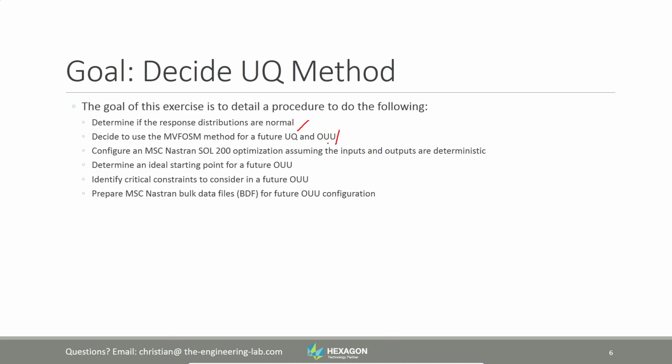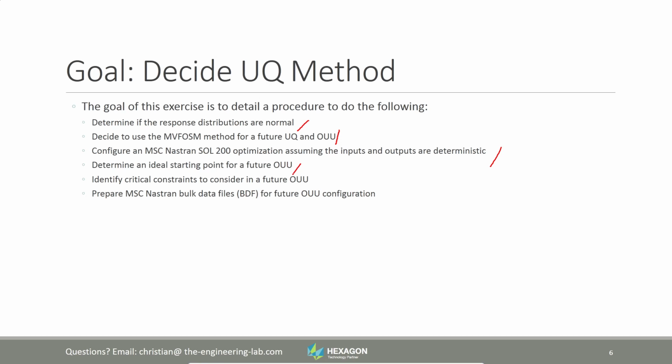After we run Nastran multiple times for the 3-bar truss, then we decide if we can use the MVFOSM method. Then we configure the bulk data files to output gradients. Then we discuss how to pick the optimal starting point for the optimization. This is actually very important for successful optimization.